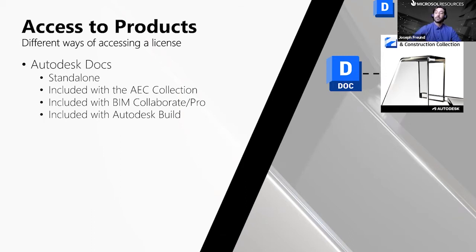Additionally, if you need to engage in Revit cloud work sharing or collaboration with Civil 3D or Plant 3D, then a license of BIM Collaborate Pro will be necessary there. So when you have either BIM Collaborate or BIM Collaborate Pro, you would automatically get a seat of Docs with that. And finally, it also comes with Autodesk Build. Again, I won't be covering any of the new features in Autodesk Build. That'll be for May 24th. But just wanted to mention that as the variety of ways that you can access Autodesk Docs.